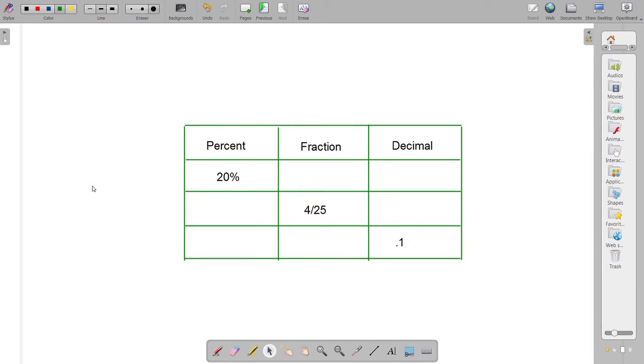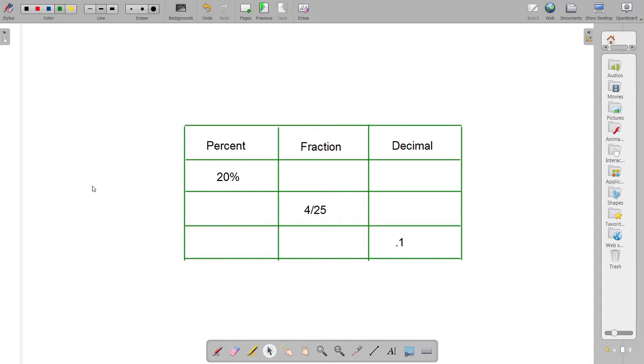Today we'll be working on converting percents, fractions, and decimals. Depending on what you start with, sometimes it's easier to convert to a fraction, decimal, or a percent. I'm going to do a couple examples and give you a couple tips and shortcuts on how to convert these.